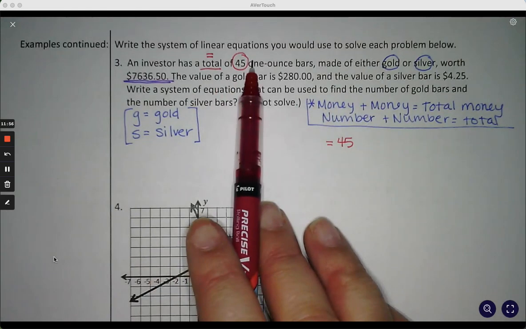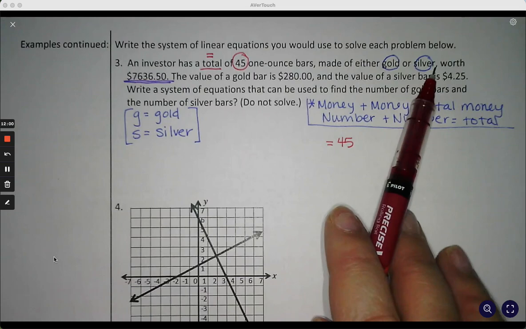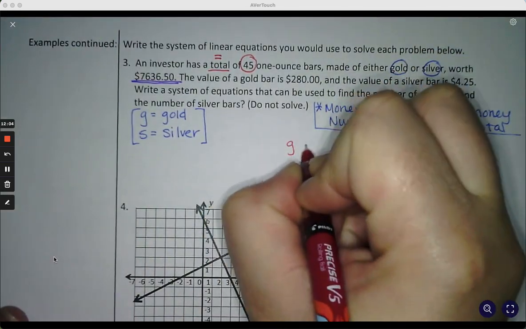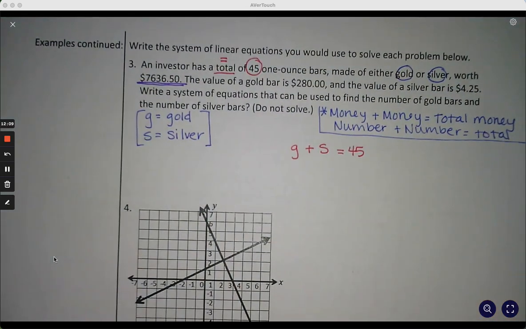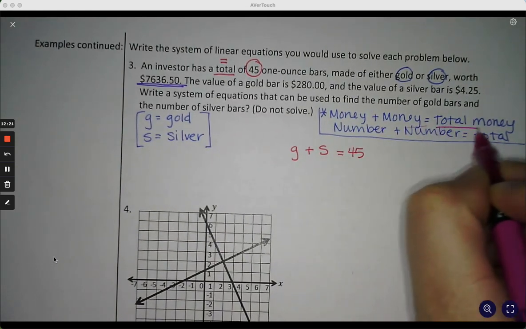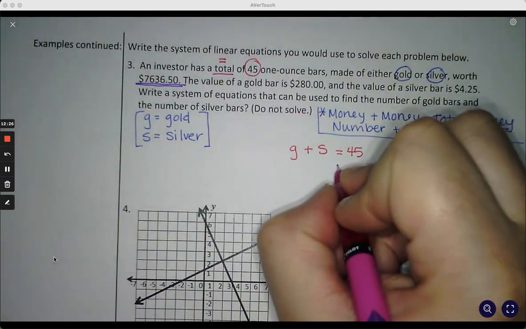So I know that we have 45 1-ounce bars, and it's either gold or silver. So that means that the number of gold bars plus the number of silver bars has to equal 45 total bars. Okay, so that's our first linear equation. Okay, so the second one has to do with money, and it has to equal the total money, which we know is 7,636.50.